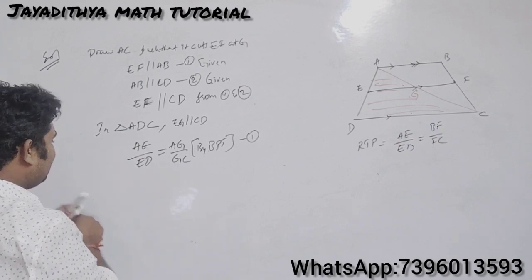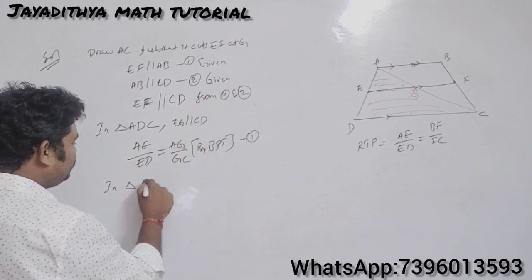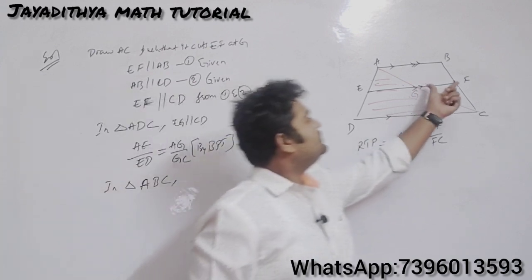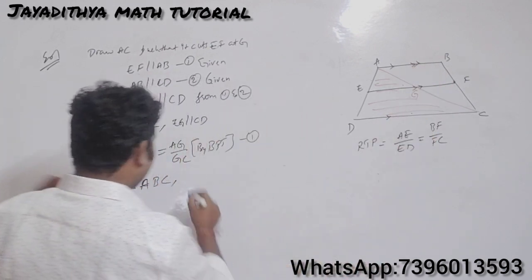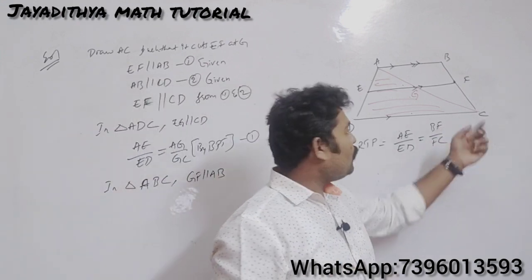That is in triangle CBA or ABC, you can take. In triangle ABC or CBA, what do you write here? GF is parallel to AB here. GF is parallel to AB. So from here, what do you need to do?